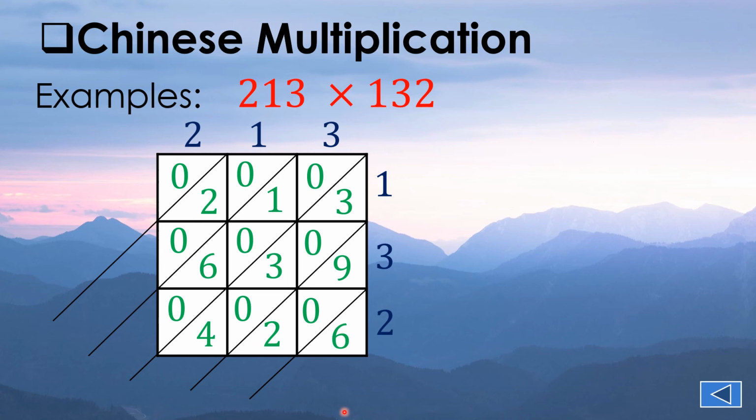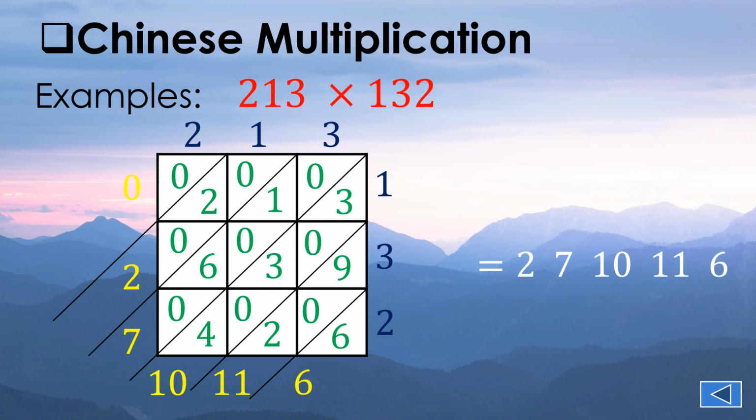Ngayon, i-add na natin yung mga magkakalinya. So, simulan natin dito sa kaliwa. So, bring down 0. And then, 0 plus 2 plus 0 is 2. 0 plus 1 plus 0 plus 6 plus 0, that is 7. 3 plus 0 plus 3 plus 0 plus 4, that is 10. 9 plus 0 plus 2, that is 11. And the last is to bring down 6. Ngayon, isulat natin in one line yung mga nakuha nating sum. So, magiging 2, 7, 10, 11, 6.